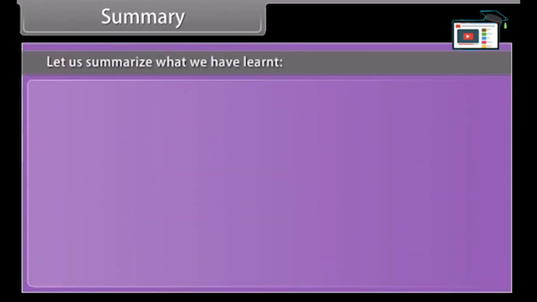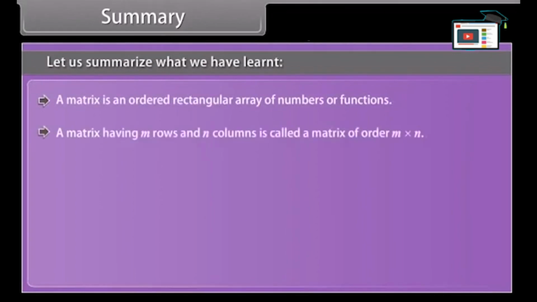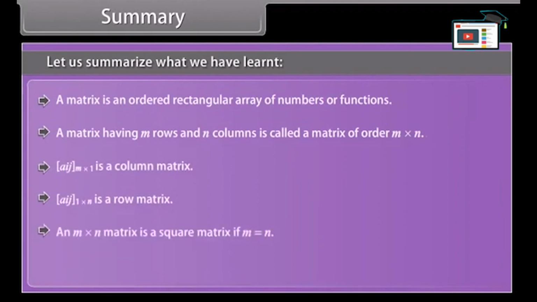Summary. Let us summarize what we have learnt. A matrix is an ordered rectangular array of numbers or functions. A matrix having m rows and n columns is called a matrix of order m by n. Aij m by 1 is a column matrix. Aij 1 by n is a row matrix. An m by n matrix is a square matrix if m is equal to n.